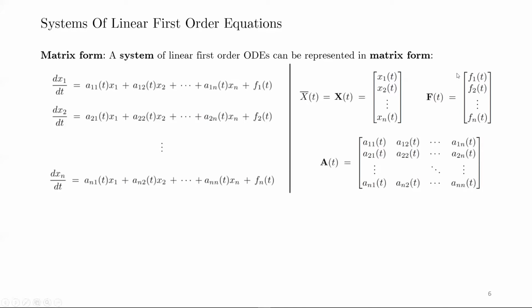And then I'm going to define an n by n matrix A, which is the matrix of all the coefficients. If I look at the first row of this matrix A, this represents all of the coefficients in the first equation: A11, A12 through to A1n. And similarly for all the other rows.